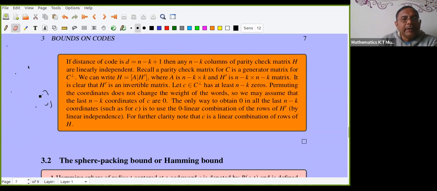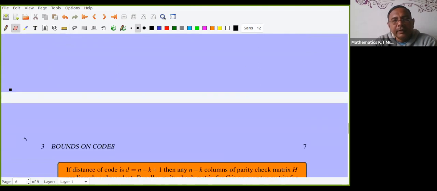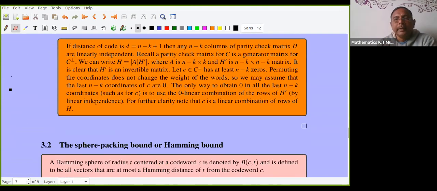There are two ways. One way is directly by using the generator matrix, as we already proved that any k columns are linearly independent. That is the first proof. This is a little simpler. Or this is also very interesting. So you can use any one of them and make it convenient.